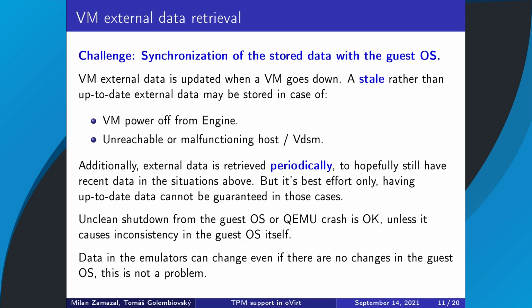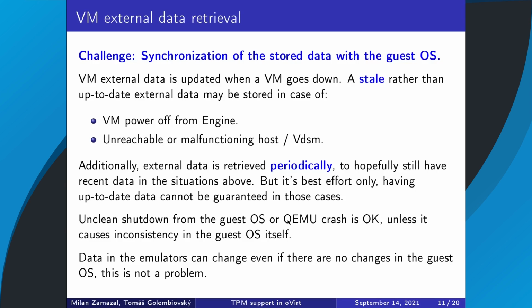The challenge with handling VM external data is to ensure that the stored data is what the guest OS expects to see, to have the same version. When a VM goes down, we have the final data and we can copy it to the engine database. In addition to that, we also copy the data periodically from a running VM. This is because something bad can happen to the VM, and then we may not be able to retrieve the data after the VM goes down. In such a case, we have at least some recent version.